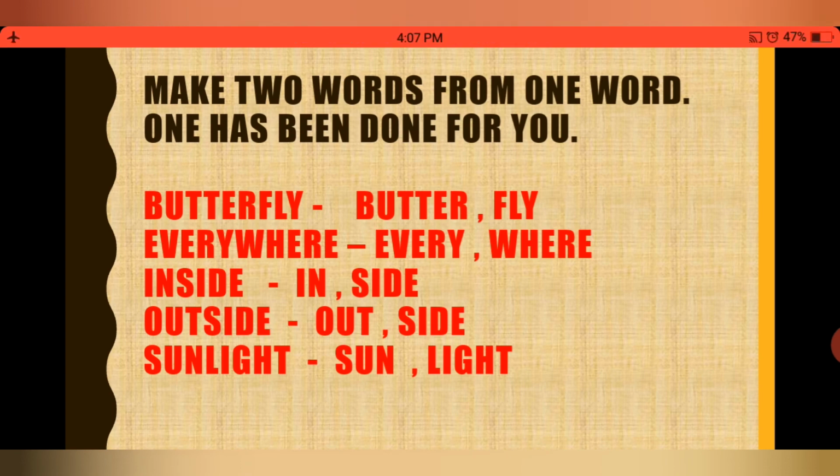Next, make two words from one word. One has been done for you. Like butterfly, we can make butter and fly. Like everywhere, we can make every and where. Inside, in and side. Outside, out and side. Sunlight, sun and light. So like this we can make two words from one single word.